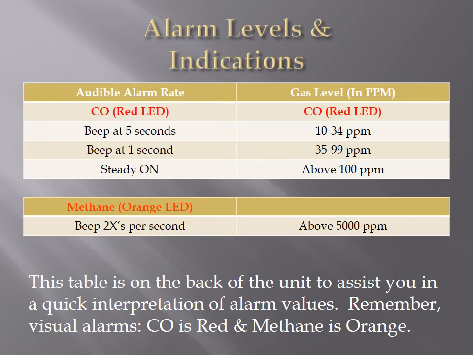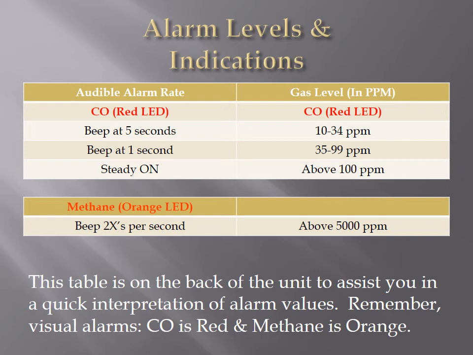If that audible rate increases to beeping every 1 second, now obviously we've increased and we're in an environment of 35 to 99 parts per million. So I want you to see how this steps up and increases as we go into a more toxic or dangerous environment. If the alarm goes into just a steady audible alarm mode, which means it just will not cut off, that should be an indication that you're at least 100 parts per million. So again, to recap, if you have a red light indicator, that lets you know that you're in an environment that is sensing carbon monoxide. And based upon the beep at 5 seconds, 1 second, or a steady rate, you're increasing in the amount of ppm, or parts per million, of carbon monoxide.